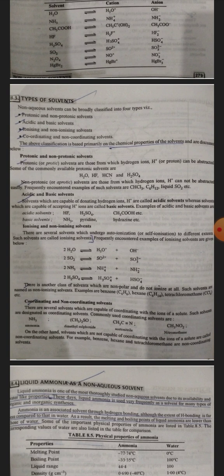Example, benzene and hexane. Coordinating or non-coordinating solvents. There are several solvents which are capable of coordinating with the ions of solutes. Such solvents are designated as coordinating solvents. Commonly used ones are ammonia, dimethyl sulfoxide, acetonitrile, and nitromethane.